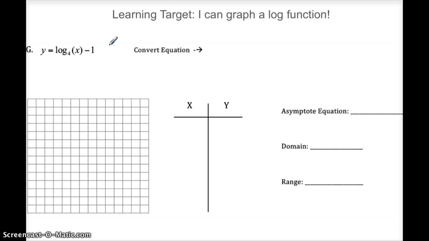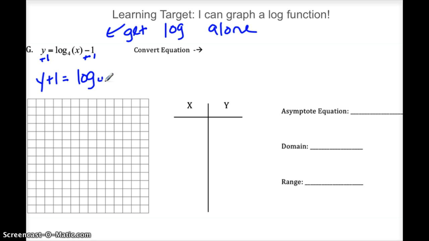Notice we have this minus 1 that's outside of the parentheses. Well, before I can convert, I need to get my log alone, okay? So to do that, I'm going to add 1 to both sides. So really, I've got y plus 1 equals a log, and this is what I'm going to use for my conversion. I'm going to have 4 first. This travels together as a group and becomes the power equals x. My x is alone, so I'm ready to start looking at my table.